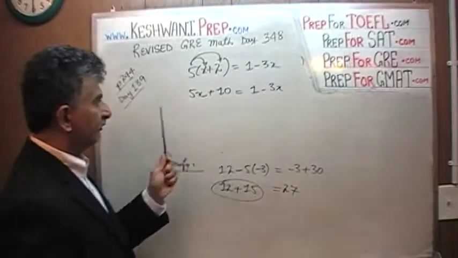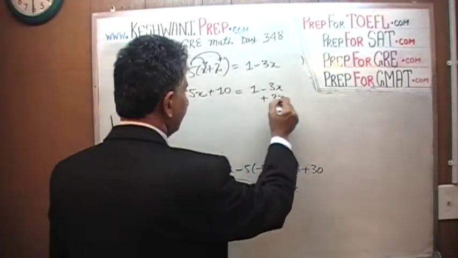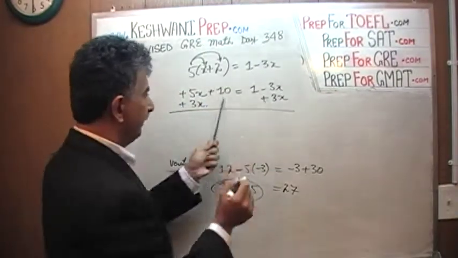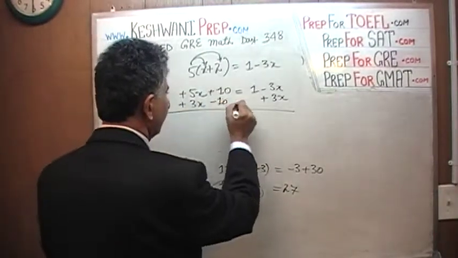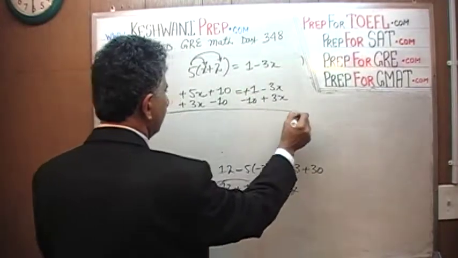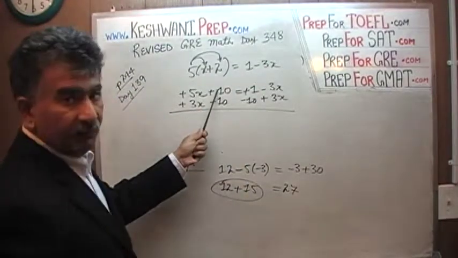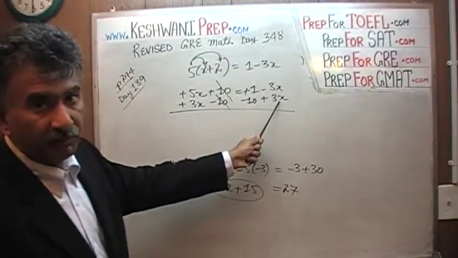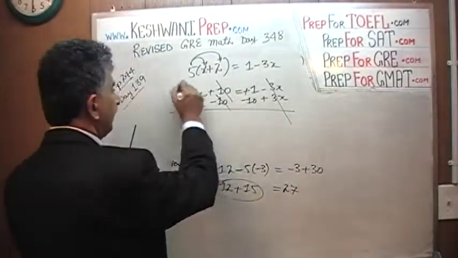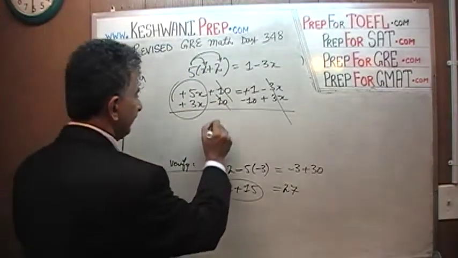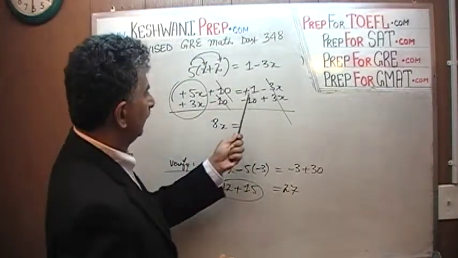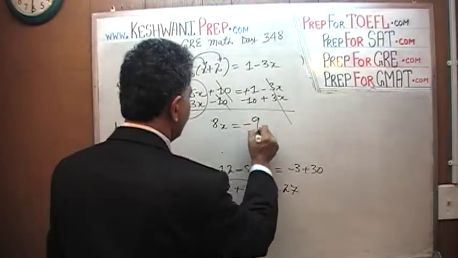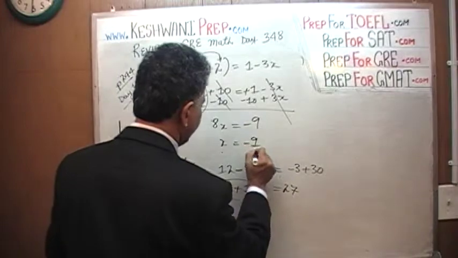Let's bring this 3x to this side by adding 3x to both sides. And let's bring this 10 to the other side by subtracting 10 from both sides. This positive 10 and a negative 10 is going to drop out. That was the whole point. This negative 3x and the positive 3x is going to drop out. And we end up here: 5x plus 3x, which is 8x, equals positive 1 and a negative 10 is going to give us negative 9, and x equals negative 9 over 8.